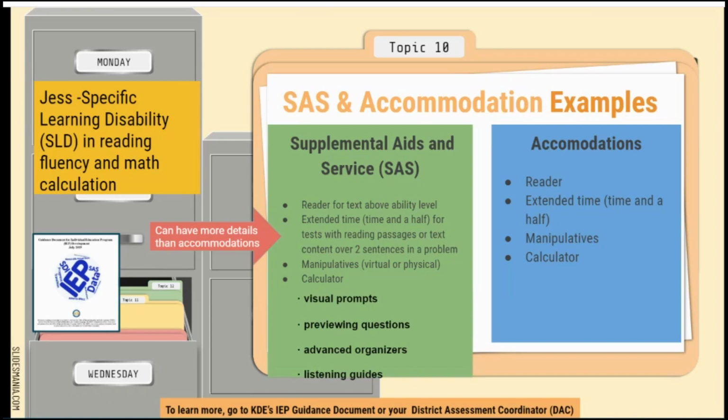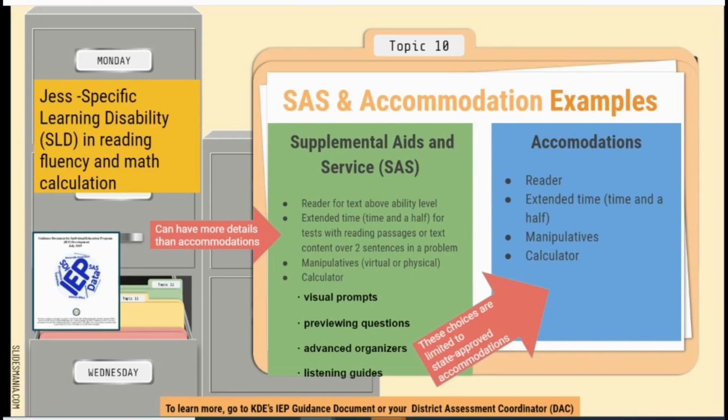But when it comes to the assessment, the choices are limited to what is state approved. And so we see readers, extended time, manipulatives, and calculators might be on that state approved list. So if you need some clarity, the districts have what they call a DAC, a district assessment coordinator. They're a great resource for you. Find out who that is and ask them specific questions, and also utilize the IEP guidance document.